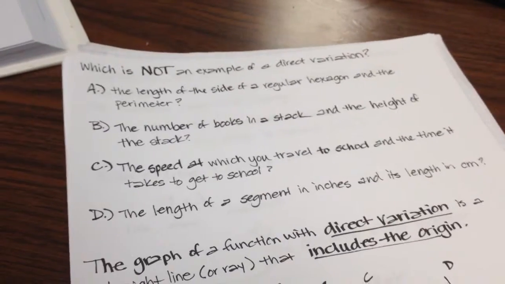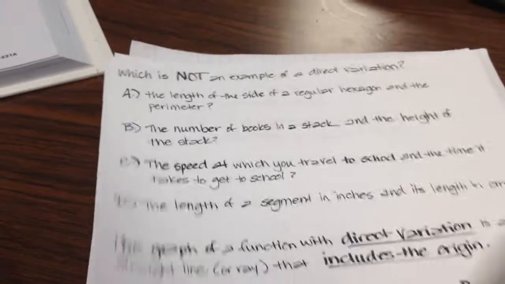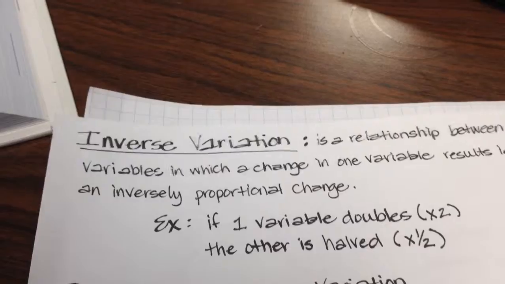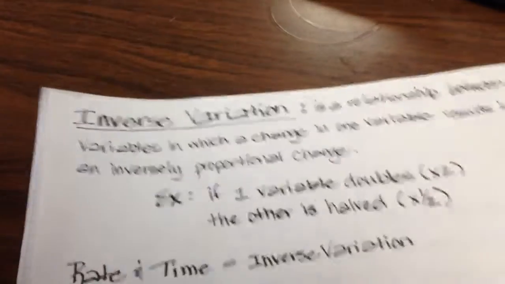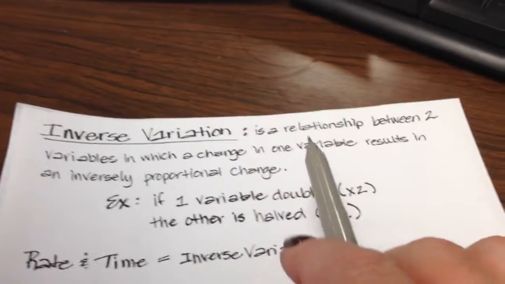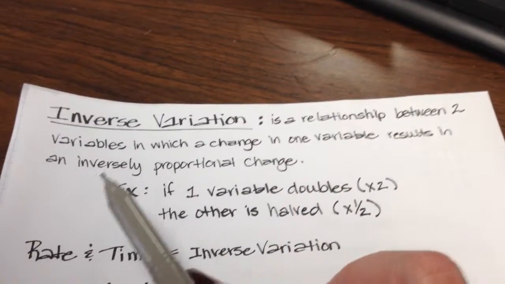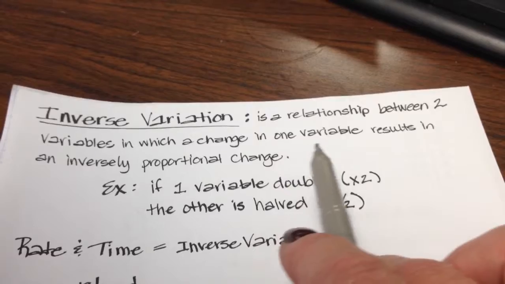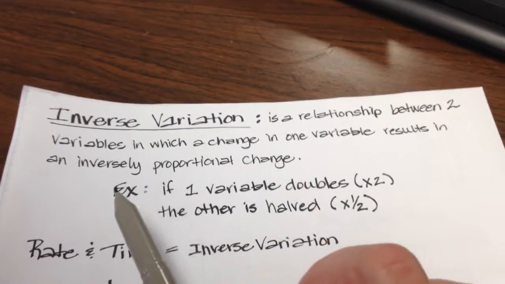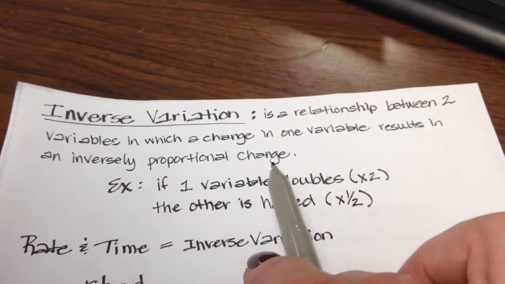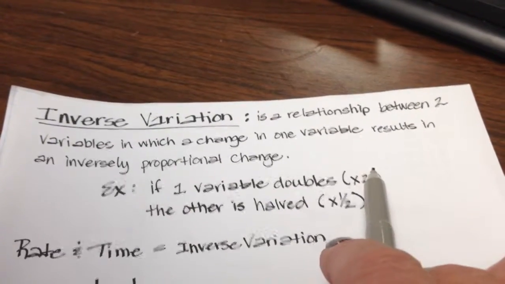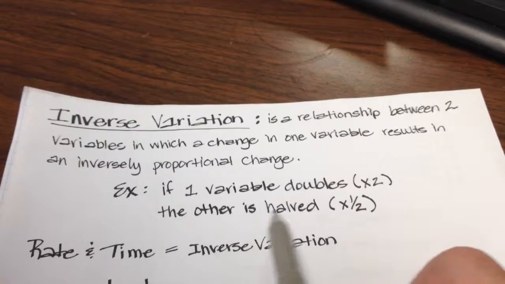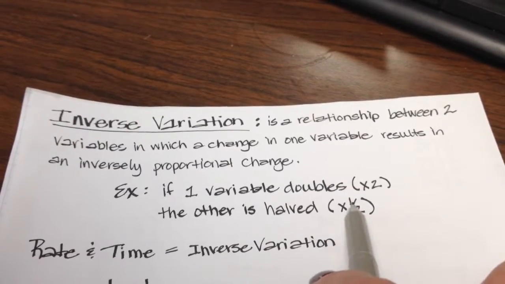All right, let's look at some more. Inverse variation. Don't get scared. New words, not hard. Inverse variation is a relationship between two variables in which a change in one variable results in an inversely proportional change. For example, one variable doubles, times 2, and the other is halved, times the reciprocal, times 1/2.